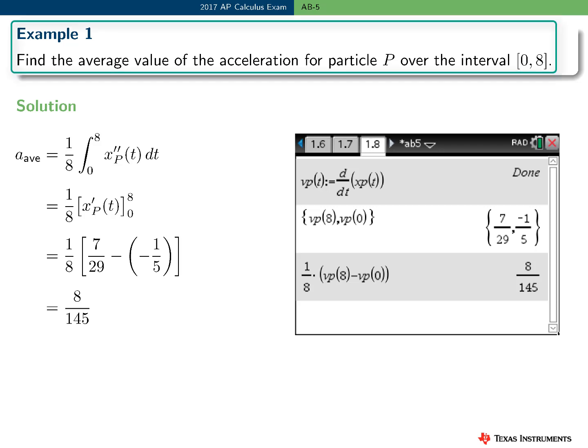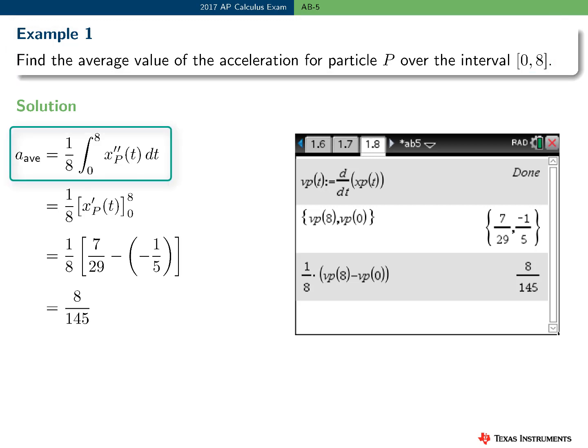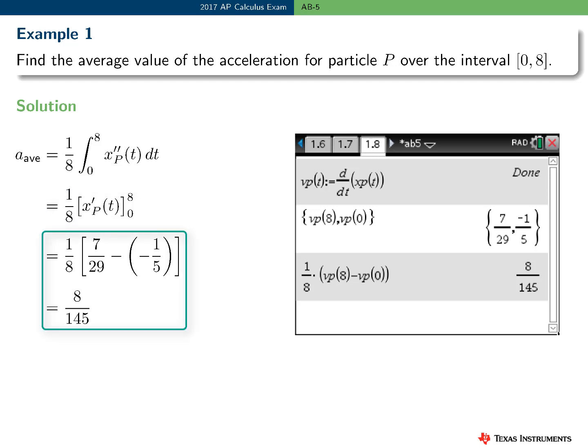In this example, let's find the average value of the acceleration of particle p over the interval 0 to 8. Using the definition of average value, this is 1 divided by 8 minus 0, or 8, times the definite integral from 0 to 8 of the acceleration function. An antiderivative is the velocity function. So we just need to evaluate the velocity function at 8 and 0 and subtract, and then multiply by 1/8.